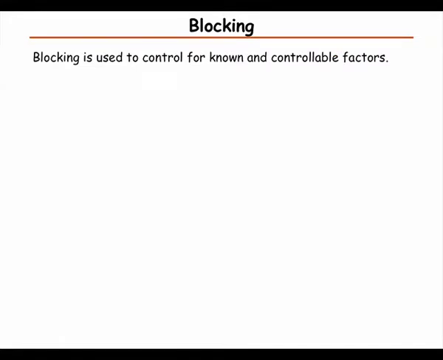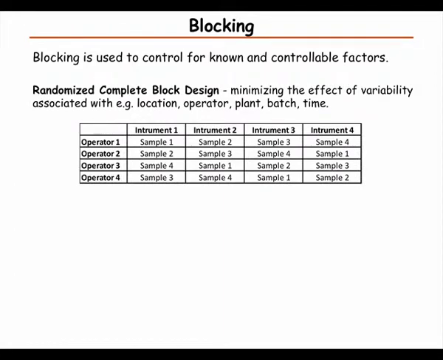Another thing is blocking, and blocking is used to control for known and controllable factors. So we want to minimize the effect of variability associated with different things like location, operator, plant, batch, the time of measurement.